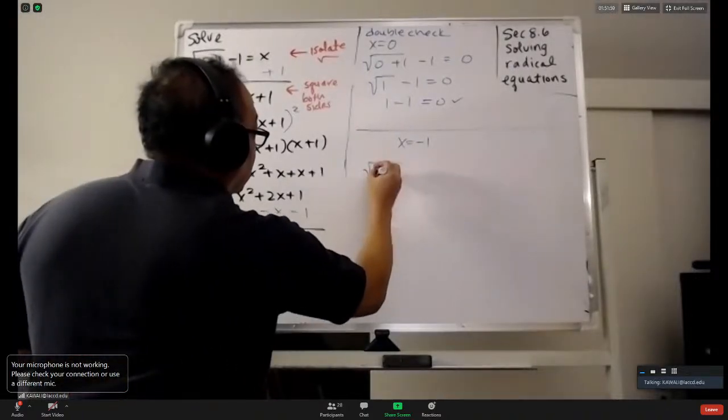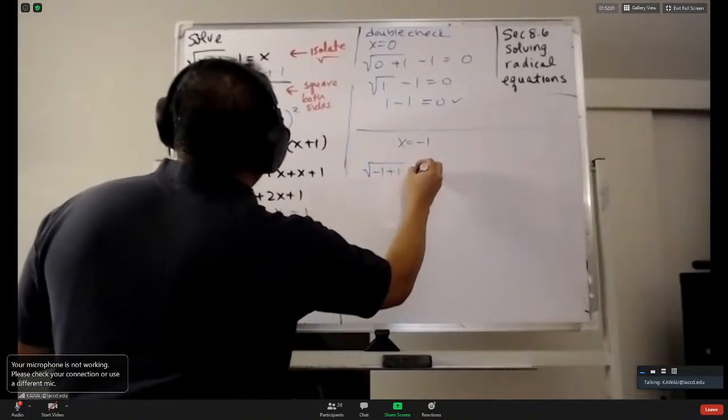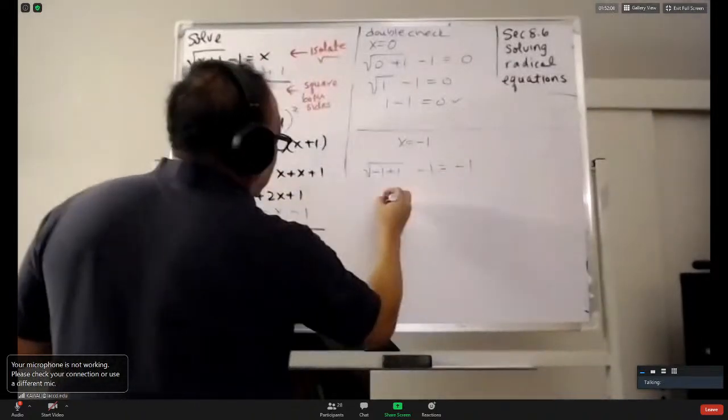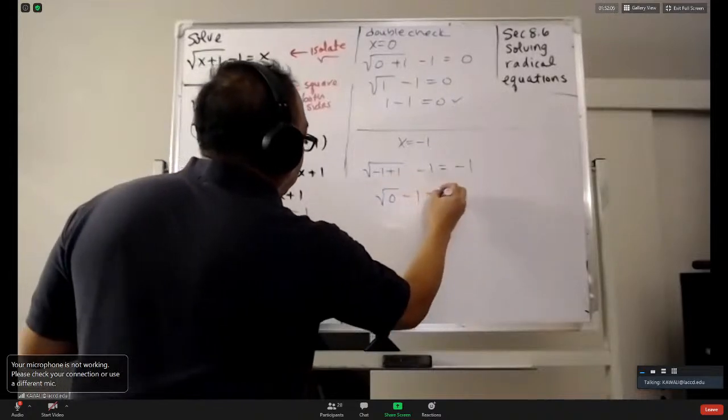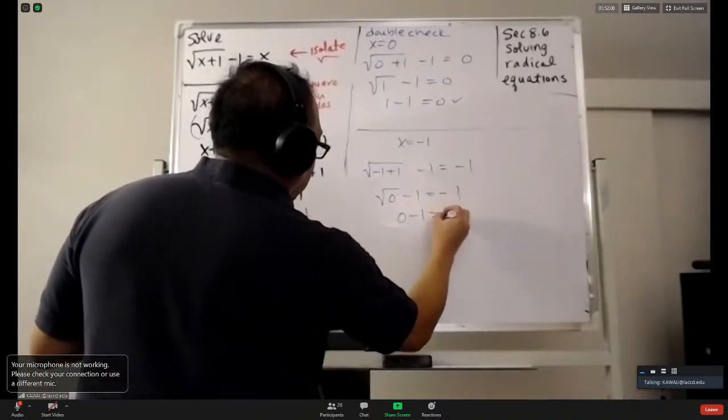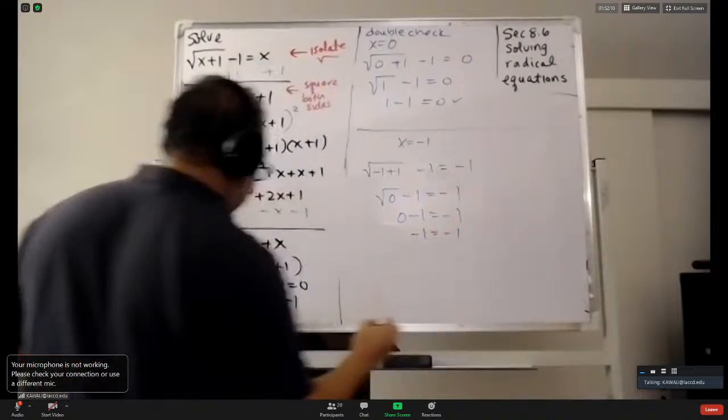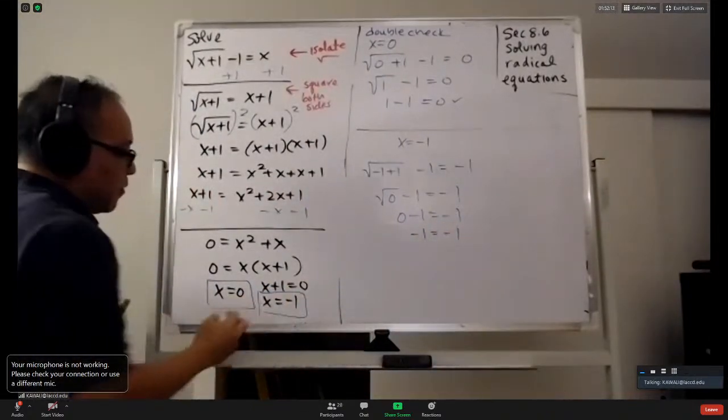So this one turns into -1 plus 1. So square root of 0 minus 1 is equal to -1. 0 minus 1 is equal to -1. -1 is equal to -1. Hey, that works too. So it's possible for both of them to work.